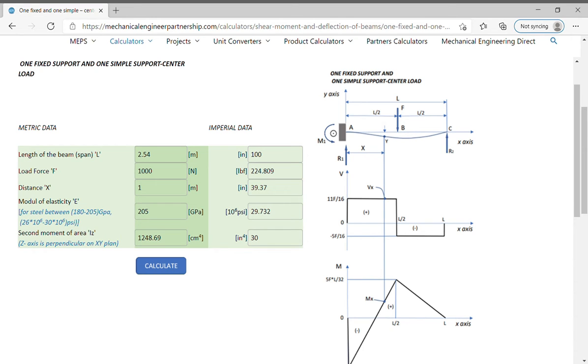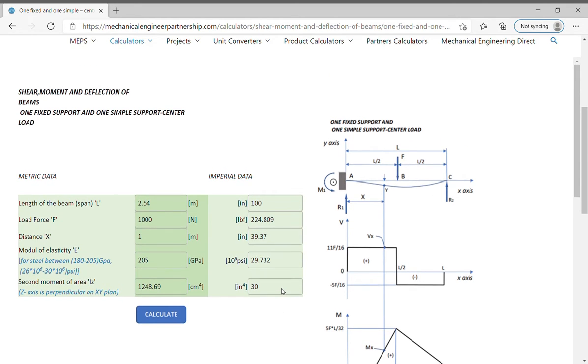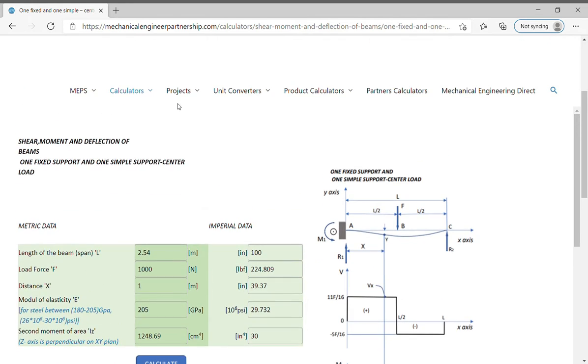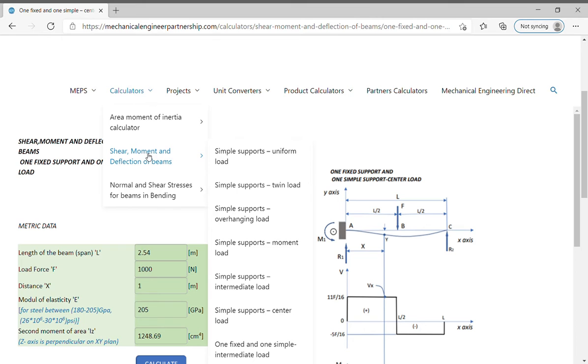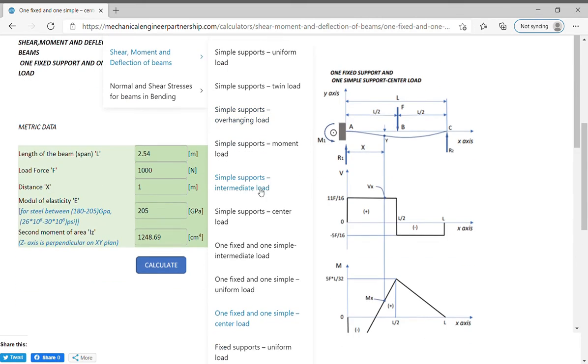Hello. In this video I will show you how to use the one fixed support and one simple support center load, shear moment, and deflection of beams calculator in the Mechanical Engineer Partnership website. In the menu bar choose calculators, then choose shear moment and deflection of beams, and then choose one fixed support and one simple support center load.